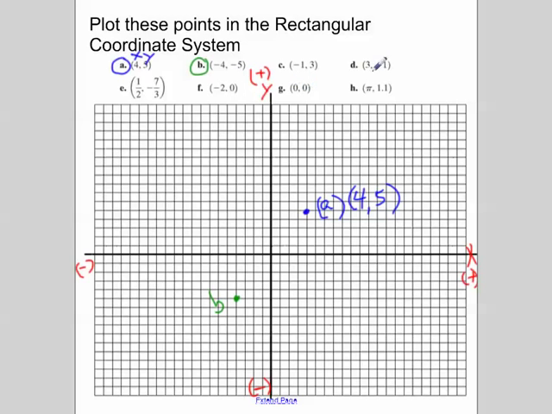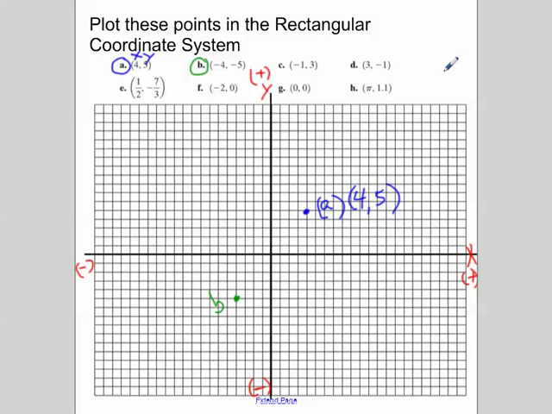We're going to have 0, 0. And we're going to have pi, which is actually 3.14, 1.1. So graph some of those on your own. Pause the video, and then we'll get back together.